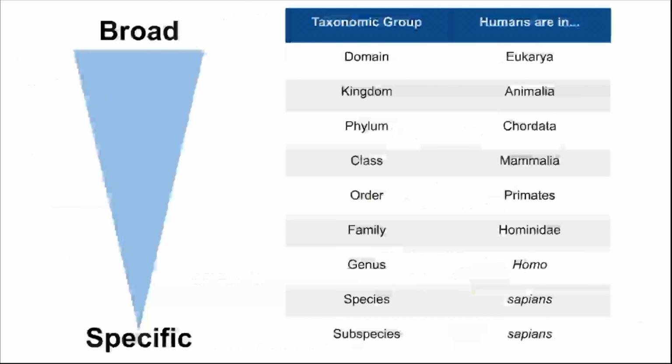So if we're using ourselves as an example, we're in the domain Eukarya, we're in the kingdom Animalia, because we're not plants or fungi. We're in the phylum Chordata, that is, we're chordates. And within the chordates, we're in the class Mammalia, so we're mammals. Within Mammalia, we are primates, but there's a lot of primates, remember. But within the primate family, we are hominids.